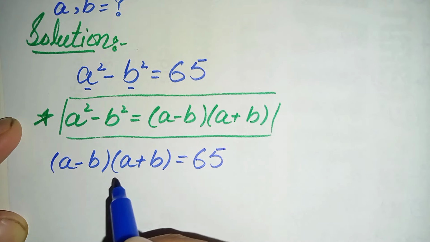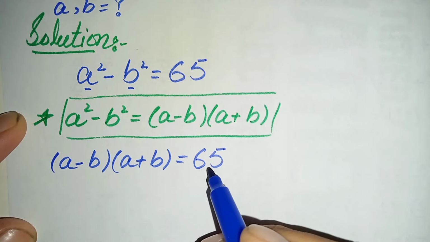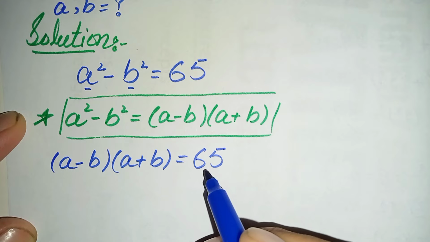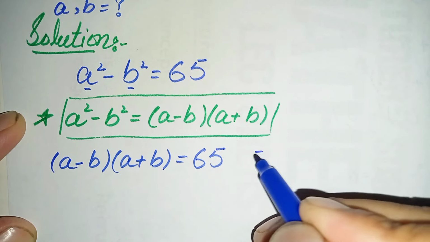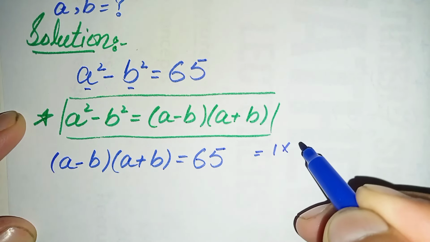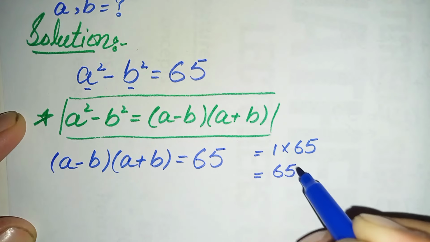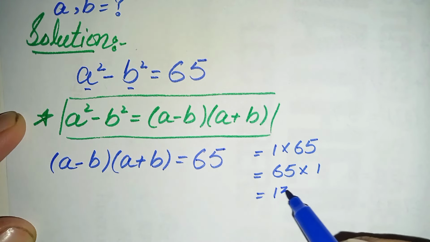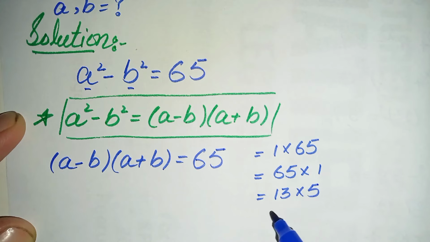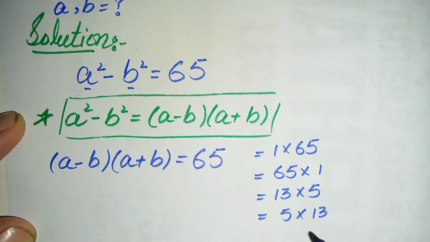Now my dears, look at the left hand side. Here is the product of two expressions. So for these two expressions, we will factorize this number into the product of two numbers. For that, first of all, we will find those factors of 65 whose product is 65. So we can write 1 times 65 is 65. We can also write 65 times 1 is 65. 65 is also equal to 13 times 5. It is also equal to 5 times 13. So these are the possible numbers whose product is 65, the factors of 65.